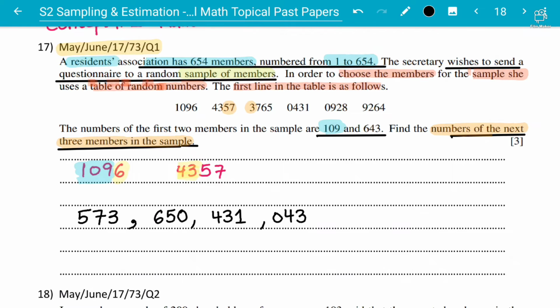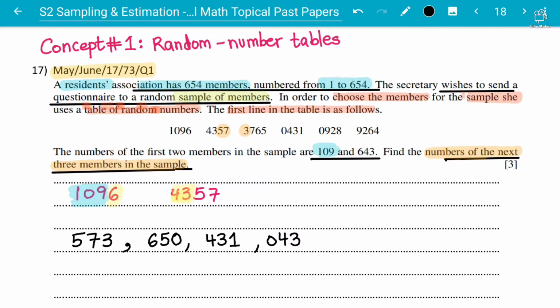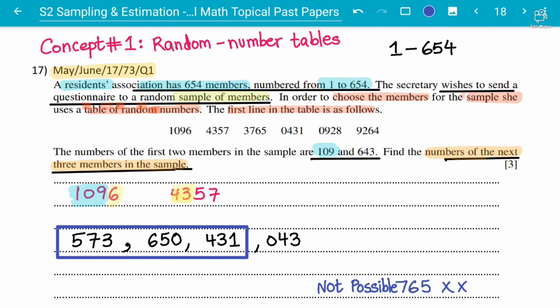What we carefully need to understand here, students, and the most important thing, is that your number should be from 1 to 654 only. If any student gives the answer 765, it will be rejected, it is not possible, and you will lose 1 mark here. You have to give any three options from this. Make sure you don't write 4 answers. I have just given these for understanding purposes. 650 is possible, 573 is possible, and 431 is possible as well.